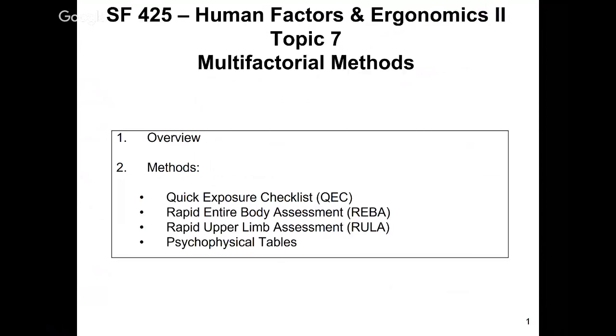so this is going to be condensed compared to what we did in class, but hopefully you still find some value in it. So we will have a brief overview, and then we'll talk about each of these four methods: quick exposure checklist, the REBA, RULA, psychophysical tables, and then we'll also do a quick review of the NIOSH lifting equation. We'll be using the revised equation. There is an earlier version that doesn't account for some of the things that the newer one does.